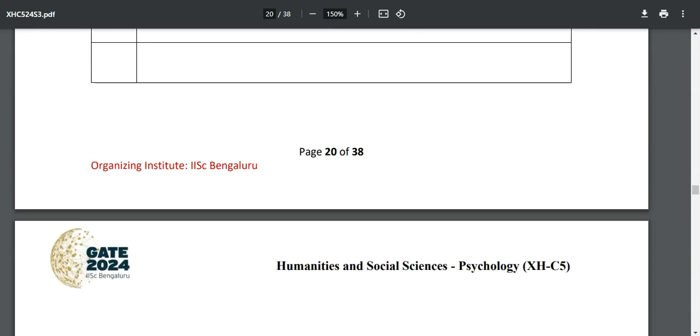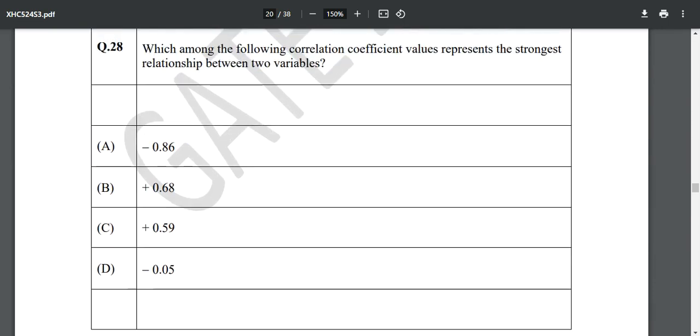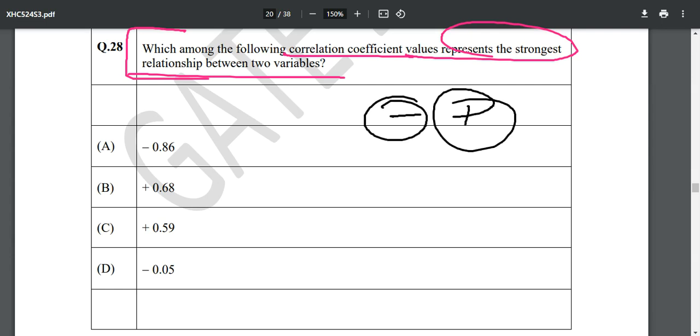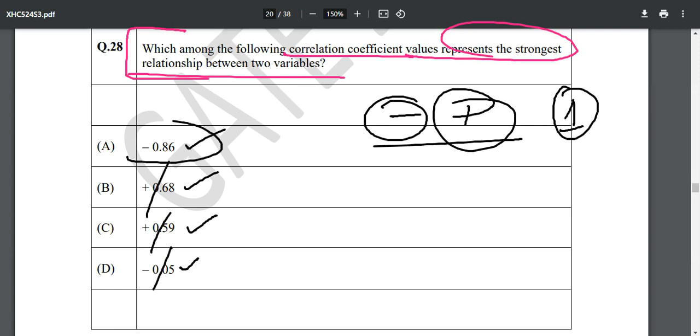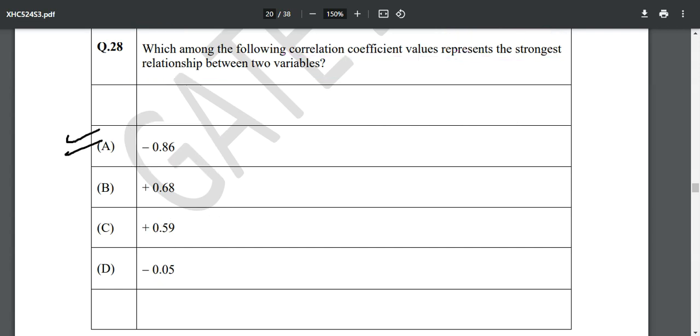Moving ahead to question number 28. Again, an easy question. Which among the following correlation coefficient values represents the strongest relationship between two variables? No matter whether we are negative or positive, the closer we are to 1, the stronger the relationship. Minus 0.86, minus 0.68, 0.5, 0.0, no. This is the correct answer over here. Minus 0.86. This is question number 28.